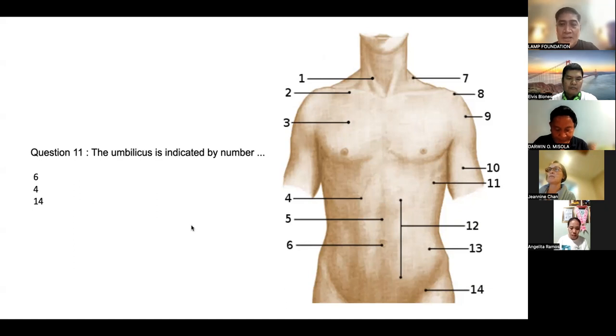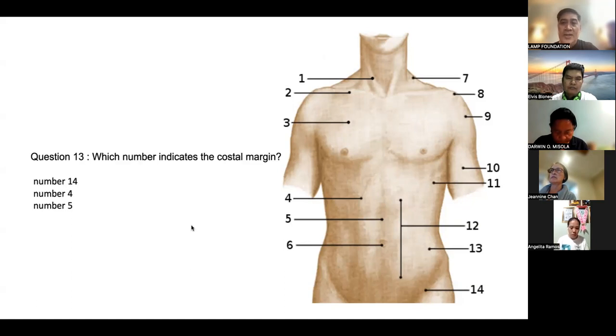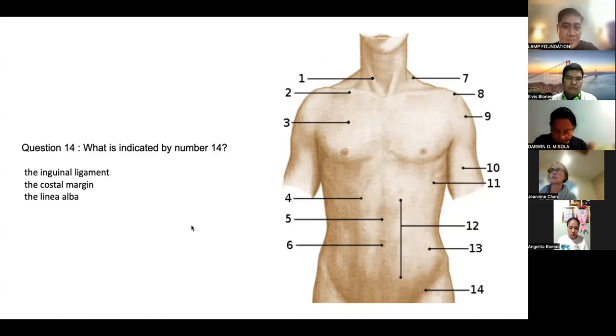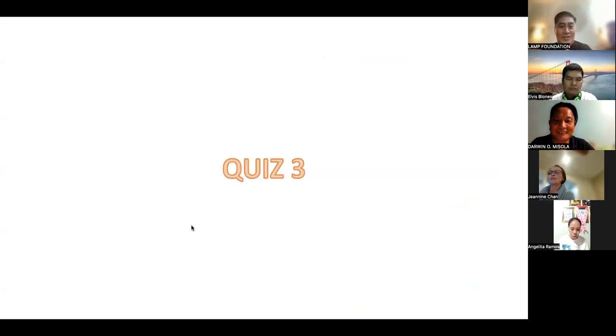The umbilicus is indicated by number what? 6. Okay. Number 12 is pointing to what? Rectus abdominis. Great. Which number indicates the costal margin? 4. What is indicated by number 14? Inguinal ligament. Which number is pointing to the clavicle? 2. Congratulations, Sir Darwin. Wala kaming mahita sa'yo.